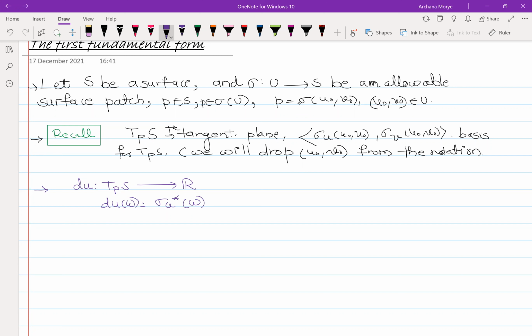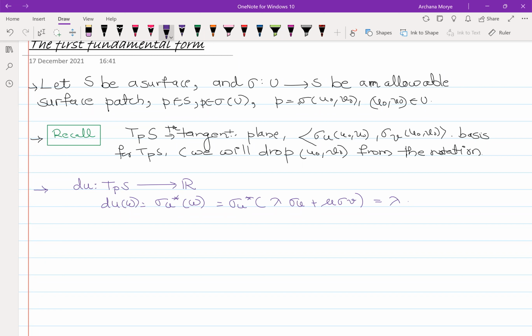Sigma u star of W means what? Suppose this W, since this is a basis, is going to be of the form lambda times sigma u plus mu times sigma v, right? So sigma u star means it will take this coefficient. Is that okay? Rather than denoting it by sigma u star, we denote it by du. This is a standard notation, okay?